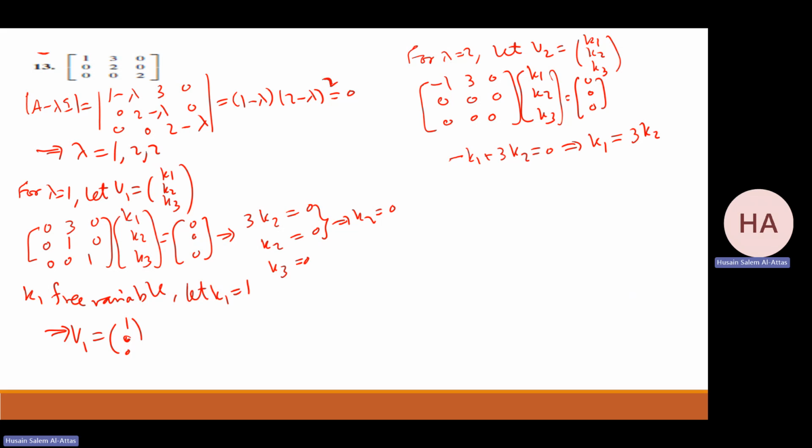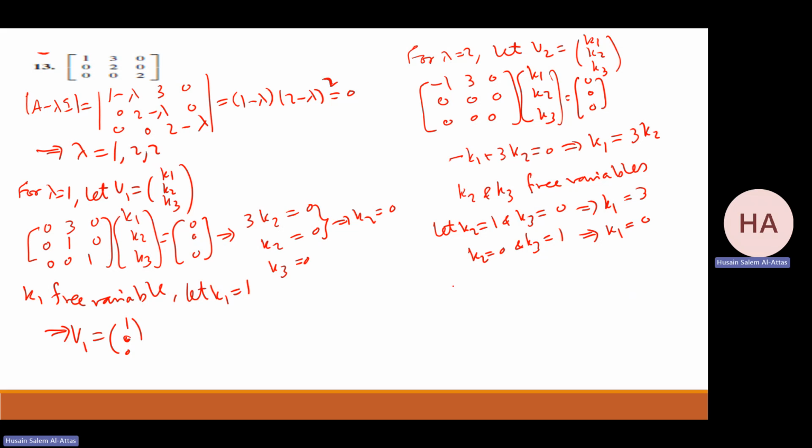K1 equals 3K2. That means there's also no restriction on K3, so K2 and K3 are free variables. So restrict K2 equal 1, K3 equal 0. To have linear independence, K2 equal 0 and K3 equal 1. So K1 will be 3 in this case, and it will be 0 in this case. So you have V1, V2 actually, V2 will be 1.